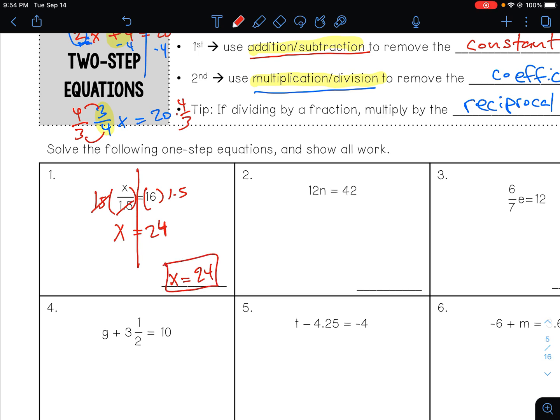Let's go ahead and try another one. Again, wall down the middle. We have 12 times n equals 42. Let's divide by 12 to cancel that out. That's the inverse of multiplying, so divide the other side by 12 as well. n equals 42 divided by 12. That's not a number that goes in evenly, I don't think. 42 divided by 12 is 3.5. So n equals 3.5.